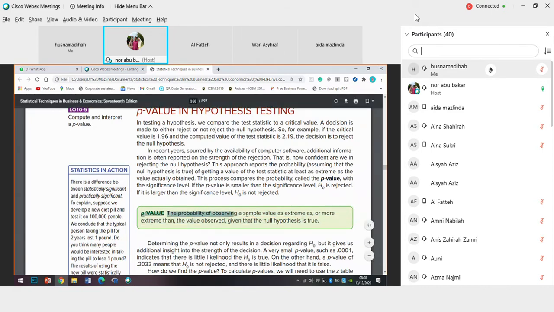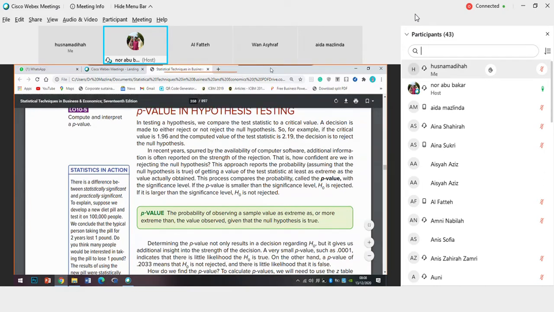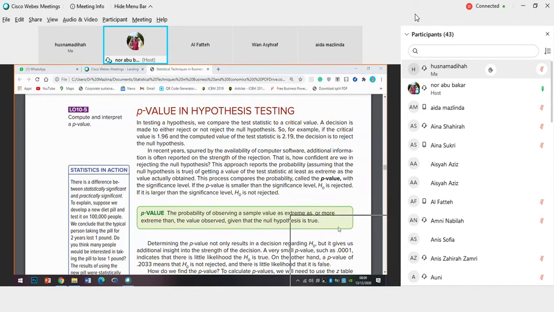Okay, boleh tak siapa-siapa tolong ringkaskan perkataan ni? Can you simplify the definition here? Can anyone try? Okay, boleh letak dekat chat tu. The probability of observing a sample value as extreme as or more extreme than the value observed given that the null hypothesis is true. Okay, ada siapa-siapa boleh faham tak? Ataupun boleh bagi tahu saya dekat chat tu, sekali baca ni awak faham tak?